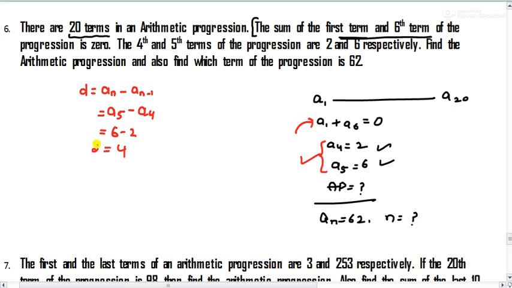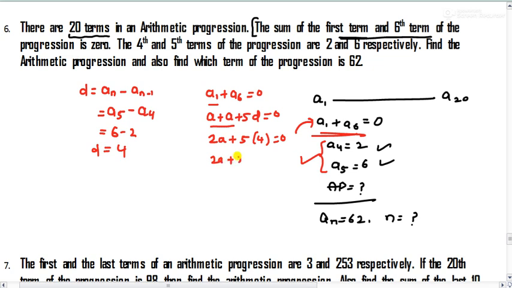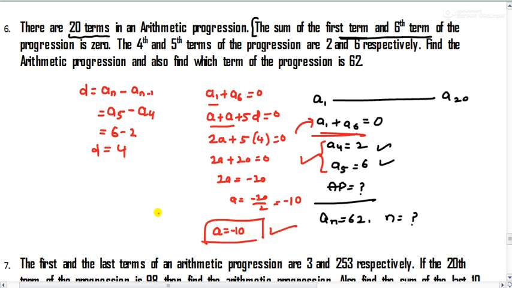D is already there. Using this data, A1 plus A6 is equal to 0. You can get A, right? This is A and this is A plus 5D, which is equal to 0. So now we have 2A plus 5 into 4 equals 0. So 2A plus 20 equals 0. So 2A is minus 20. A is how much? Minus 10. So the value of A is minus 10, right? So you got the value of A and D.